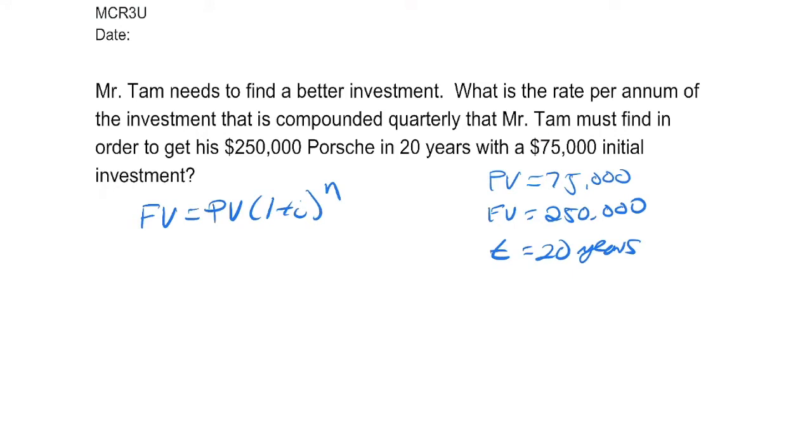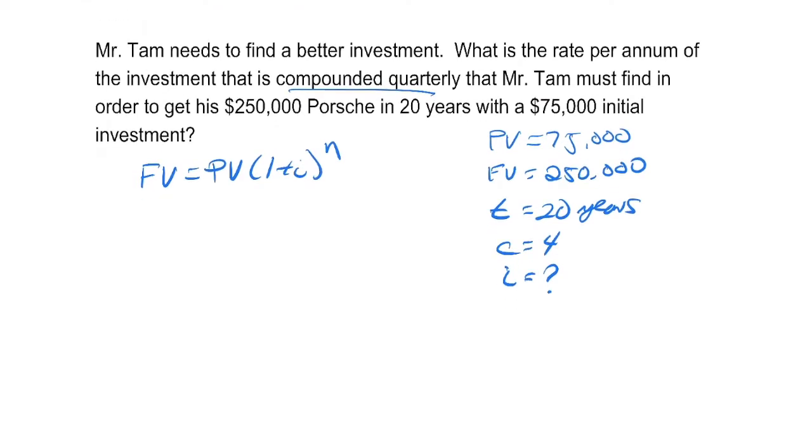Because I'm still looking for something that's compounded quarterly, my C is still 4. So the question here is, what is my interest rate? So that's the one that I'm looking for. So let's go back and plug this into our formula.